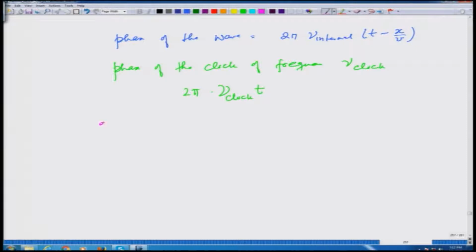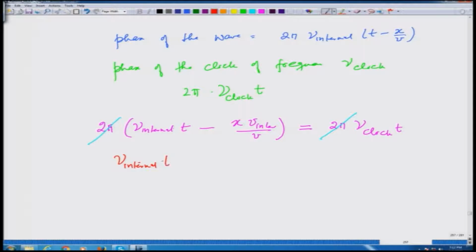So, let us write the left hand side as 2 pi nu internal times (t minus x over v), and this we demand should be equal to 2 pi nu clock times t. 2 pi cancels from the two sides and I get nu internal times (t minus x over v), where v over nu internal can be written as lambda of these waves associated with the particle, is equal to nu clock times t. And I am going to replace this x by v t now, because that is the speed of the particle. So, I write nu internal times (t minus v t divided by lambda) is equal to nu clock times t.